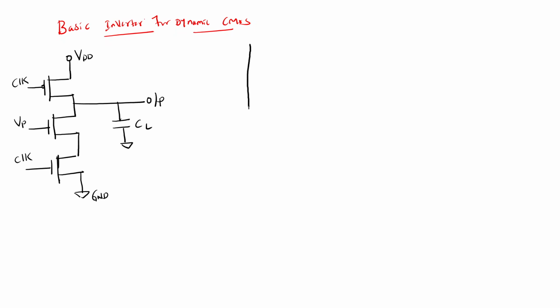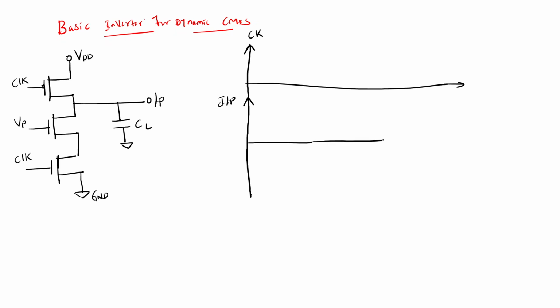Suppose this is nothing but a clock. Okay, so how can I draw the clock? So here I am drawing the clock, and here I am drawing the input also. Let us take this is input, and I should get the output. Okay, so here this is output.